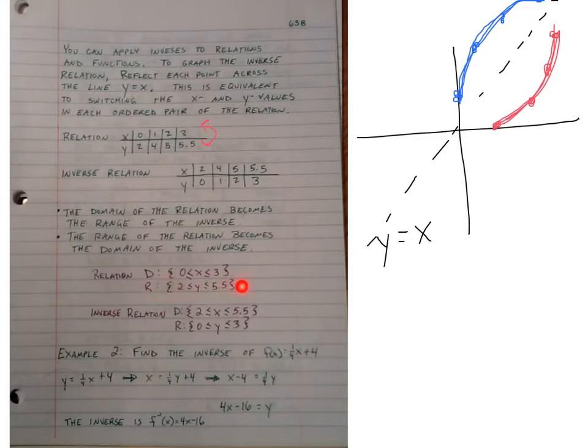5.5. If we wanted to find the domain and range of the inverse of our relation, we just switch these two. So the domain becomes from 2 to 5.5, and the range goes from 0 to 3.